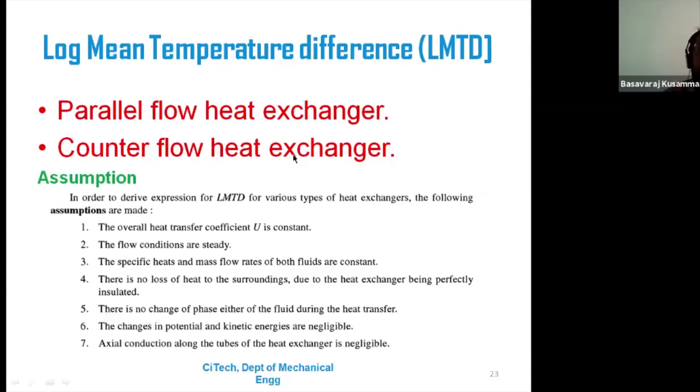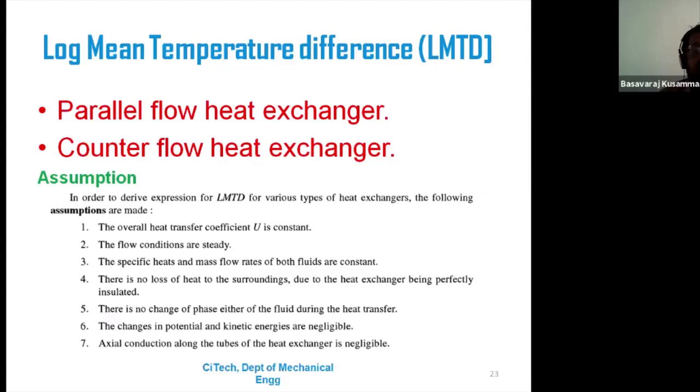Before deriving an equation for the log mean temperature difference for the parallel flow heat exchanger, or the counter flow heat exchanger, there are some assumptions we need to make while deriving the equations. What are the assumptions? In fluid mechanics, you know the concept of assumptions. But here we have to discuss the assumptions for deriving the LMTD method for the parallel flow heat exchanger.